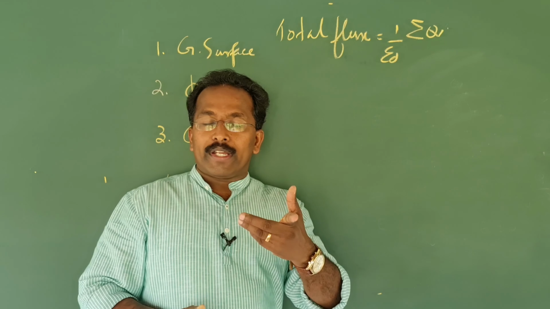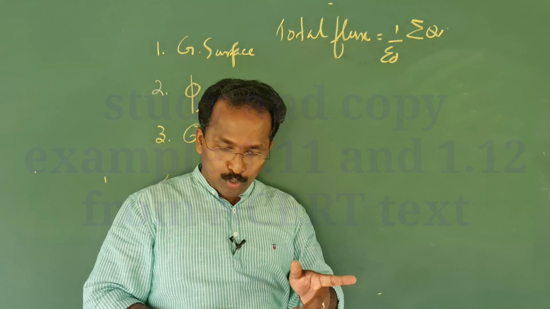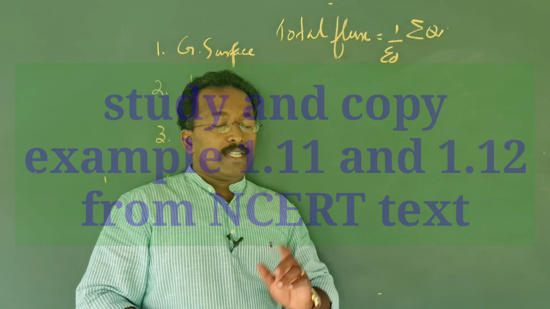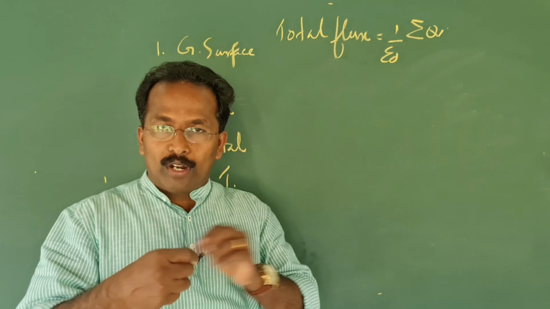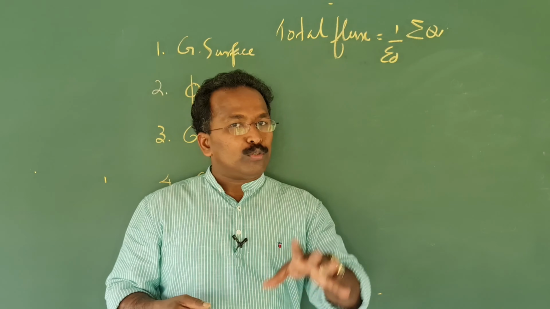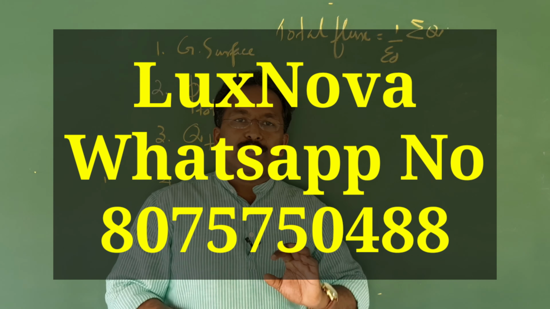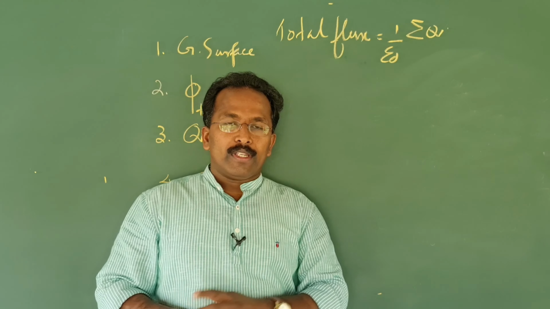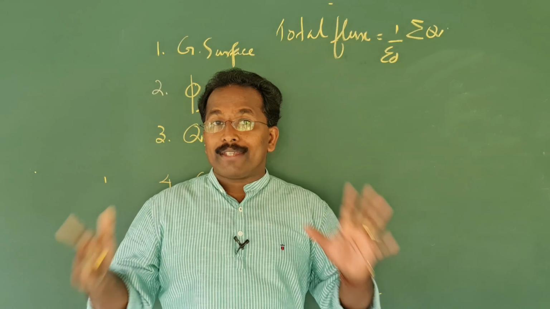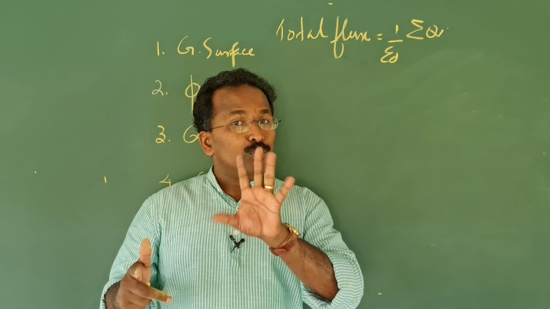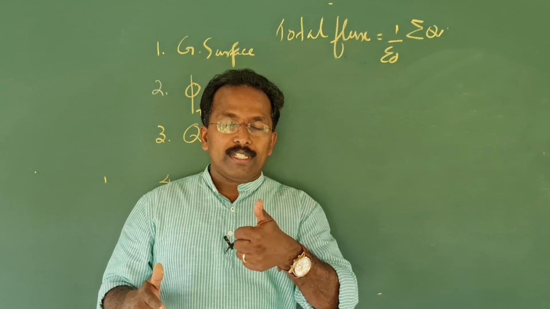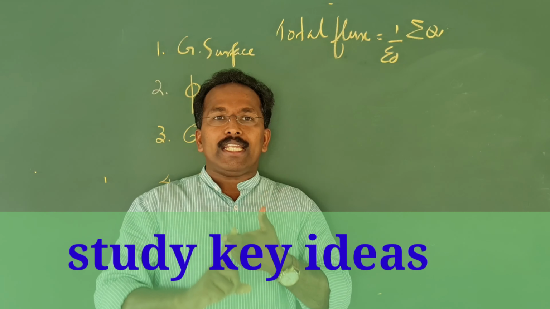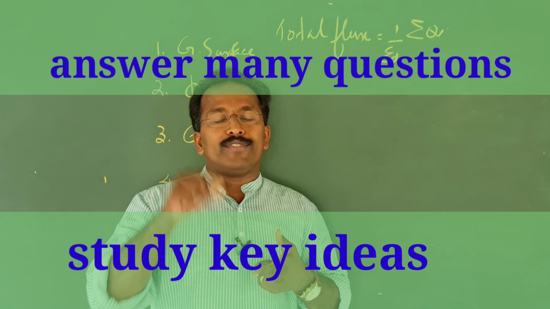Now you have two more example questions to do, that is example 111 and 112. You study that. If you have any difficulty in solving them, please let me know through the WhatsApp number. With this we are completing our first chapter. Now I have a few more things to tell you. See, for scoring in the exam, you have to do two things importantly. First is you have to study all the key ideas of that chapter. The second is you have to answer many questions of that chapter.